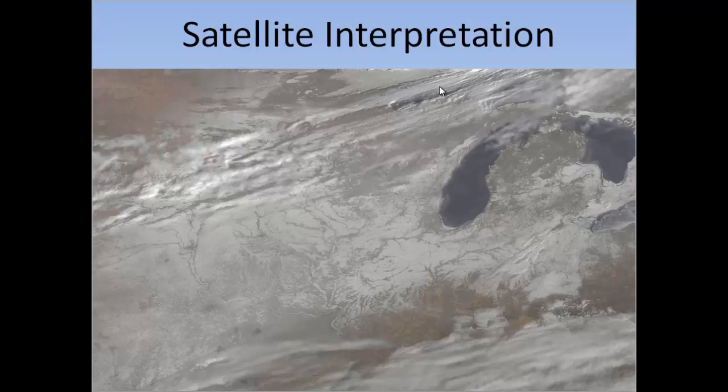Okay, we're going to move on to some satellite interpretation here. This is a visible satellite picture taken of the Midwest. You see Lake Michigan here, St. Louis down here in the bottom center of the screen. Columbia's out here off to the left. A lot of snow on the ground. You can easily see all the river valleys where the snow's fallen, and bare ground down here to the south of St. Louis.